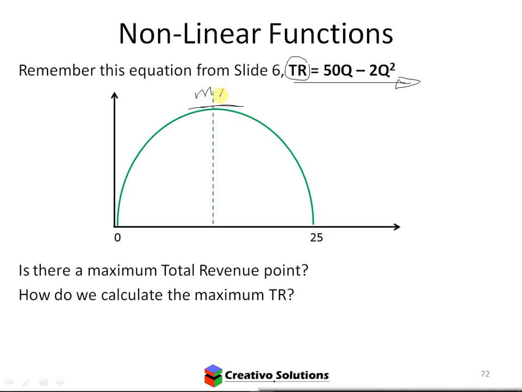Over there. That's the maximum. When looking at a maximum, the highest point is that point over there, right? Is there maximum revenue? Yes. Where does the maximum revenue occur? At the highest point, which we know is 12.5. Half of that is 12 and a half.